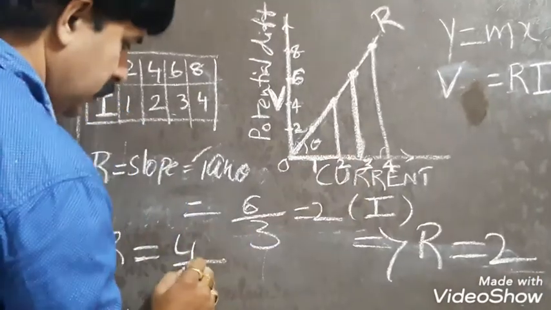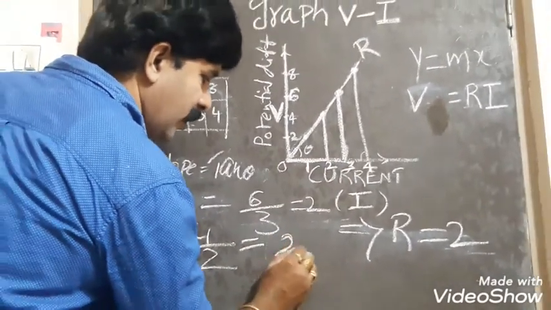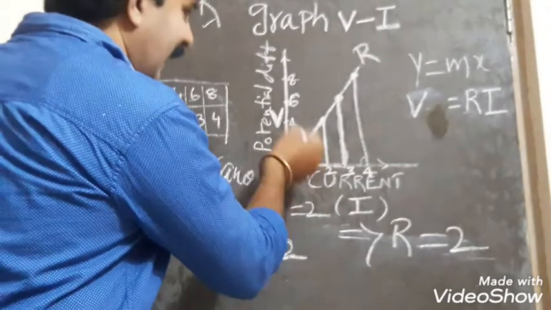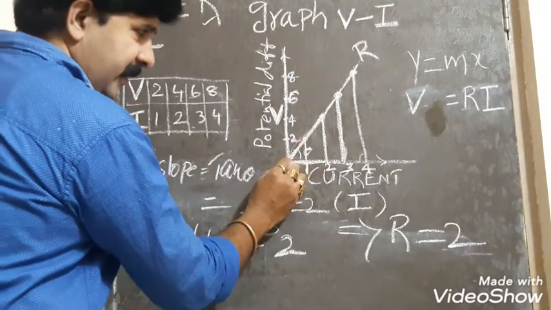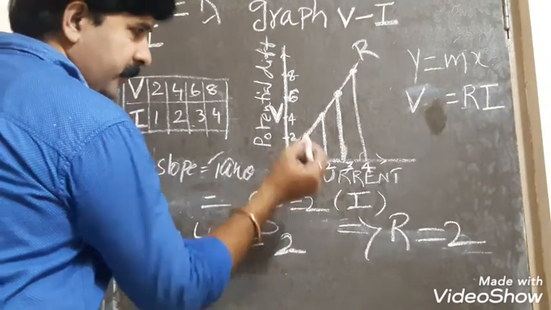This is 2 units. Then how much is it? 2. Now also we got resistance as 2. Okay, let us consider another triangle, a small one. You consider this triangle, a small one. You see this triangle only, where I am showing.